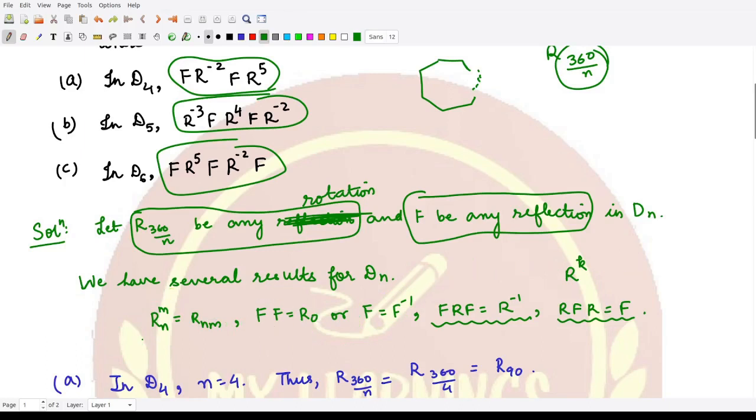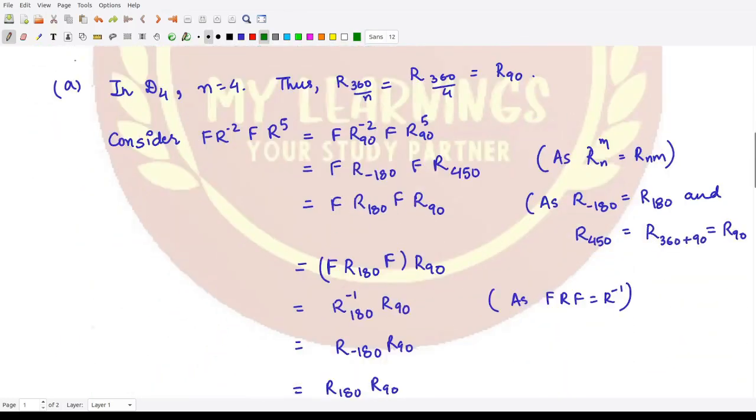Moving forward to the first part, we have D4 as our dihedral group. So n is equal to 4 here. If n is 4, then our rotation becomes 360 by 4, which is 90. So we have R90 as our smallest rotation. Now we are given this expression. Here, instead of writing R, you can write R90. Now we can use this to write R90 raised to power minus 2 as R minus 180 and R90 raised to power 5 as R450.